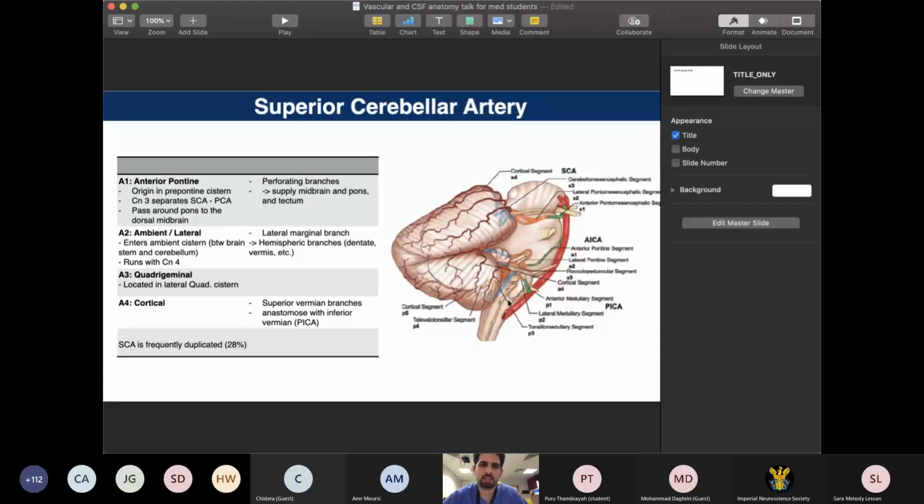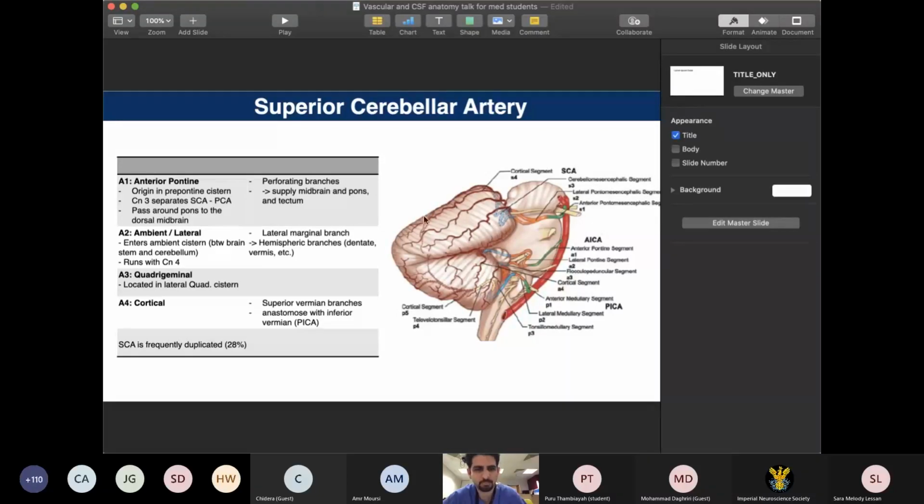Finally, your superior cerebellar artery, again, 4 branches. I'll go into this in a bit with the CSF section, but all major arteries travel through CSF. And I'll go into this in a bit more detail, but essentially the main arteries travel through the cisterns, and then as they get more and more cortical and more into the brain, they are still traveling through smaller and smaller subarachnoid spaces.